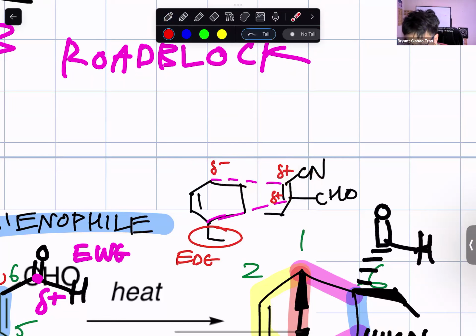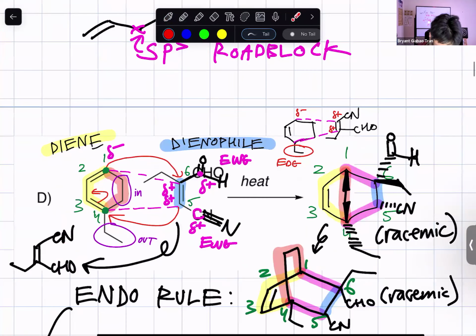Would you say if there are 2 EWGs on the dienophile, we would flip it for sure to get the constitutional isomers, right? So if you have 2 EWGs on the dienophile, then you would always have to flip it to get all the correct products. So make sure to flip the dienophile if you have 2 EWGs on it, right?